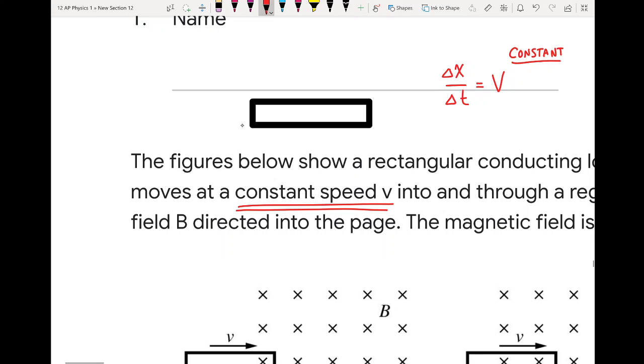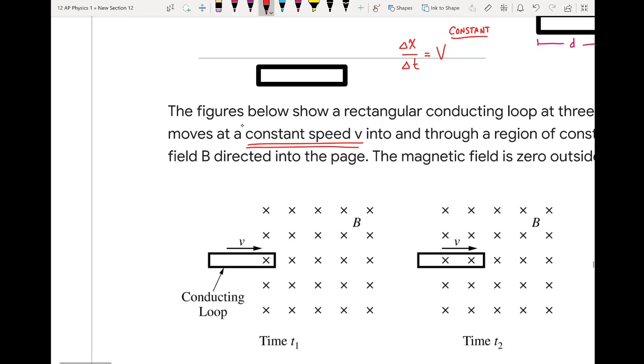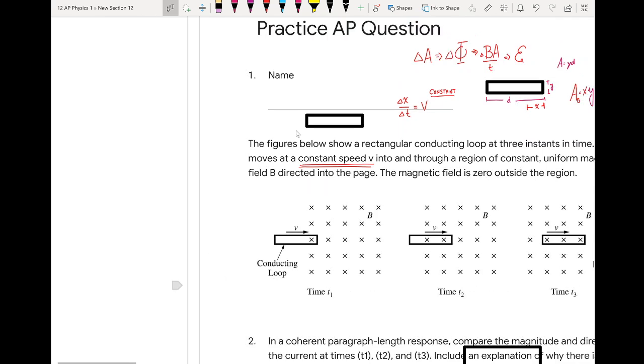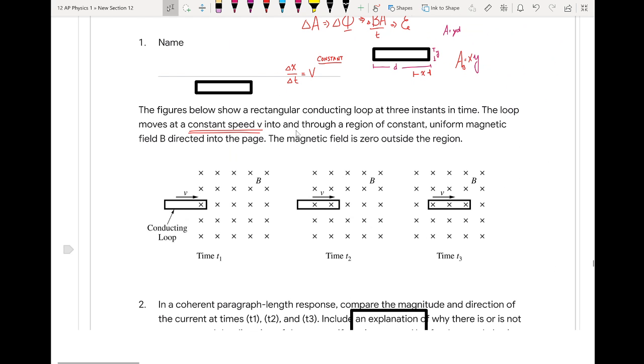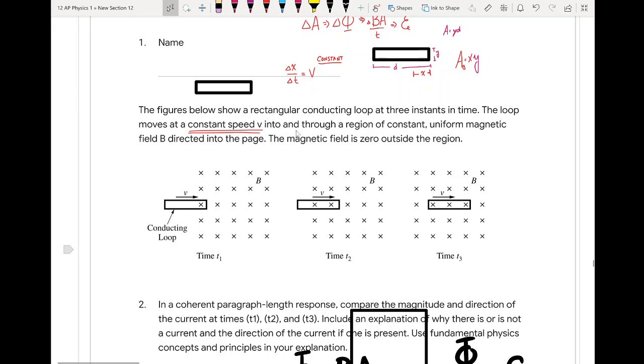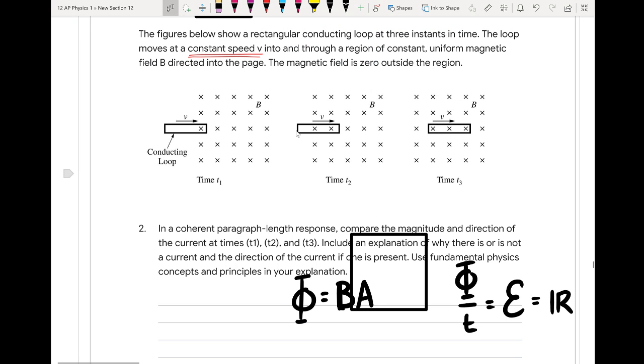Its velocity, this change in x over the change in time, is constant. And then what we can look at is, oh wait, x, we defined x to be the amount of loop within that magnetic field. That's a constantly changing quantity. The amount of x that we're introducing to this field over time is a constant quantity. So we have this constant change in area over time.